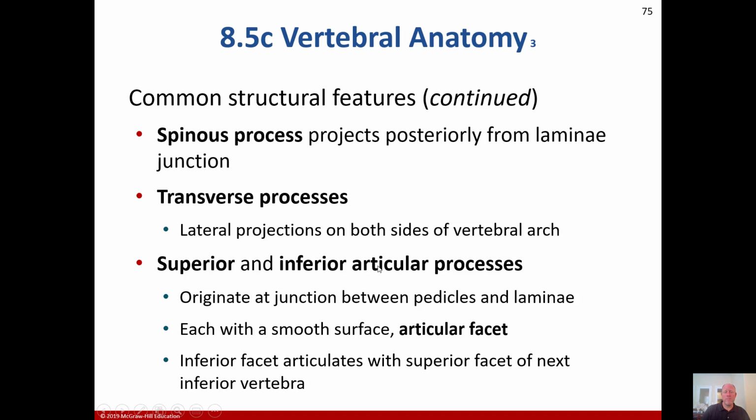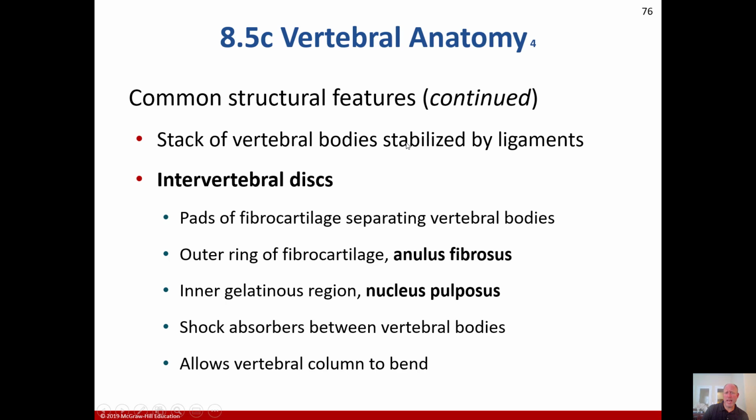And then the superior and the inferior articular processes originate at the junction between the pedicles and laminae. They each have a smooth surface called the articular facet. And the inferior facet articulates with the superior facet of the next inferior vertebra, the next one down. It's a stack of vertebral bodies that are stabilized by ligaments. That's what you're looking at with your spine, right?